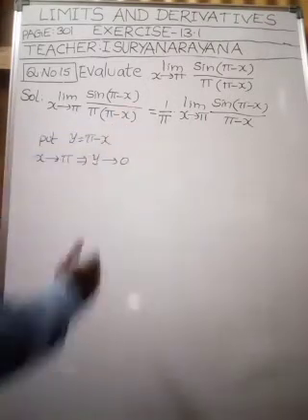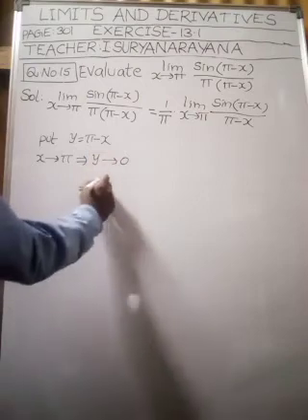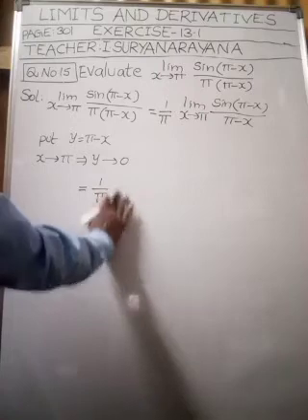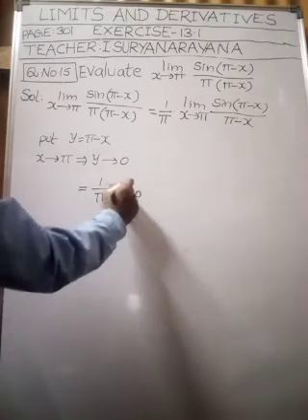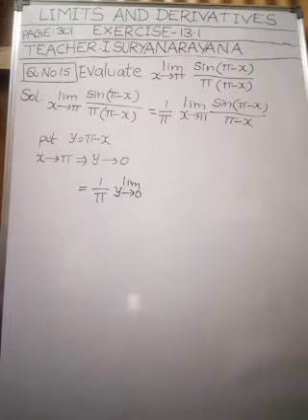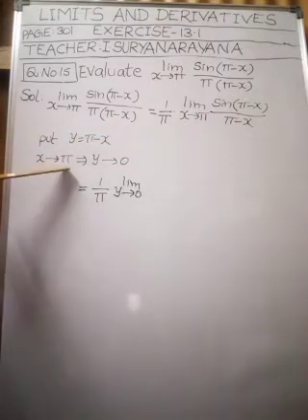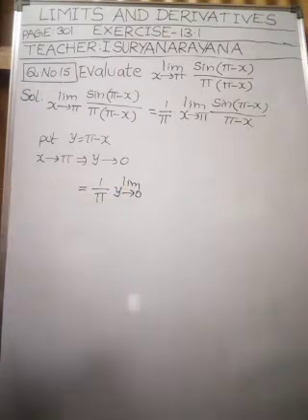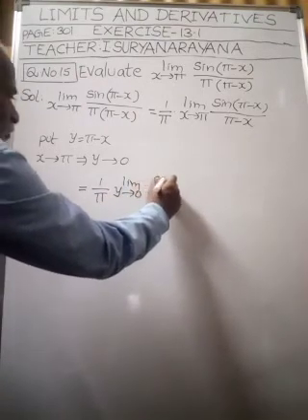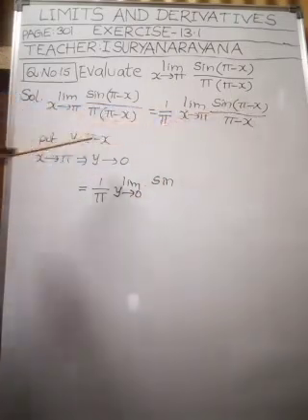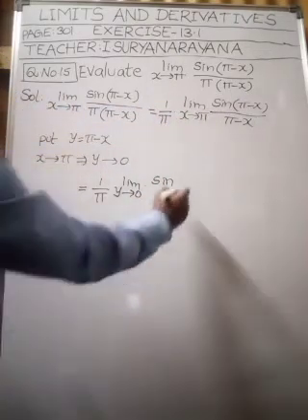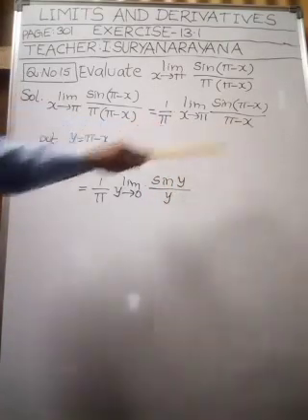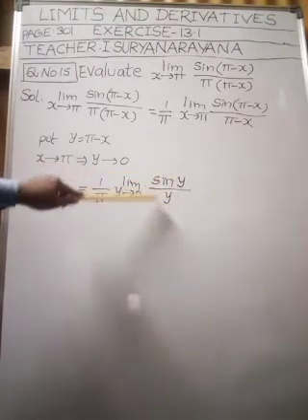That is equal to 1 by pi, y tends to 0, limit. Here as x tends to pi was there. In the place of as x tends to pi, we are writing y tends to 0. Understood this part, my children? Limit of sine(pi minus x), pi minus x is considered as y, sin y by, the denominator is also pi minus x, y. Understood this part, my children?